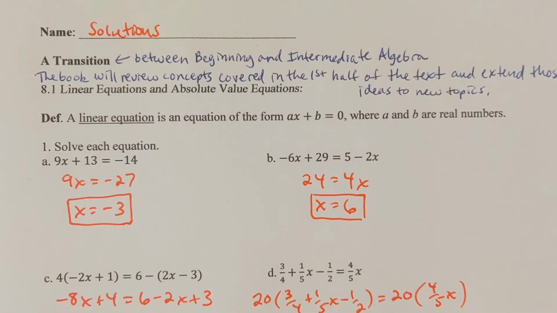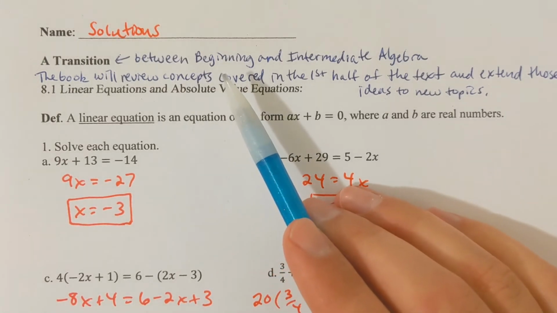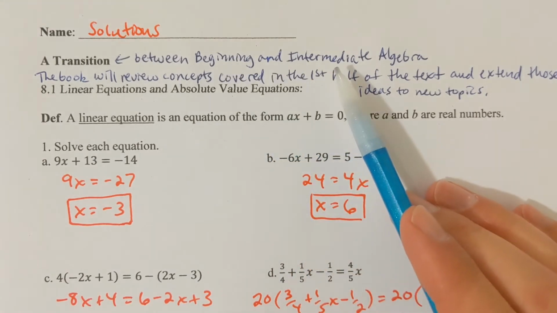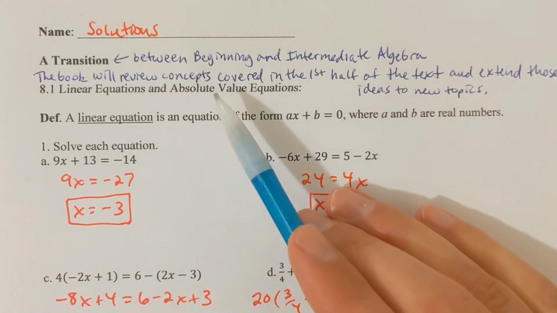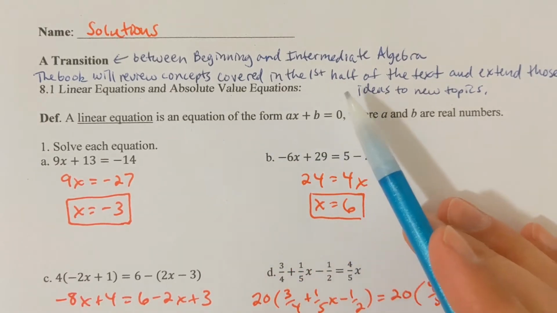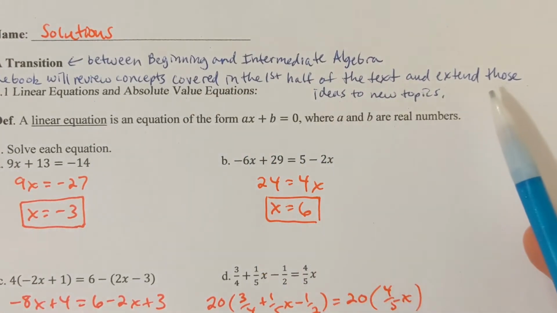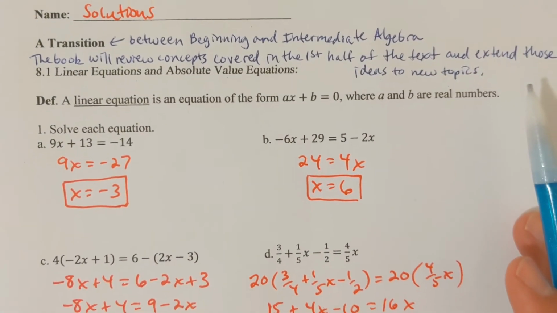Okay, I'm going to start Chapter 8, 8.1. Chapter 8 is called a transition. What they mean by that is we're going to look at a transition between the things that you guys have seen in beginning algebra and then the things that we're going to learn here now in intermediate algebra. The book will review some things from time to time covered in the beginning algebra part, and then it's going to extend those to new ideas here in the intermediate algebra part.